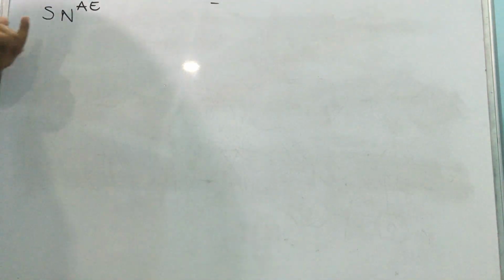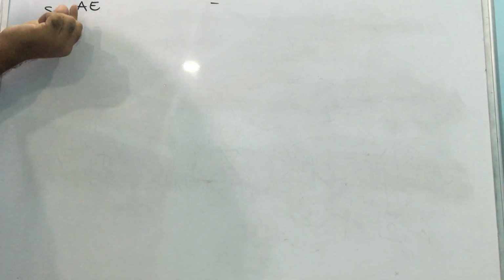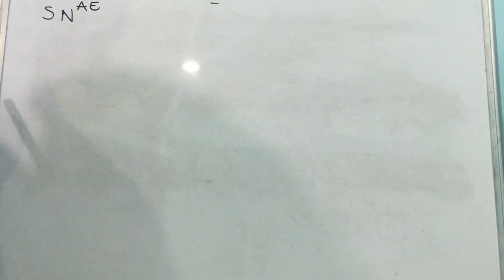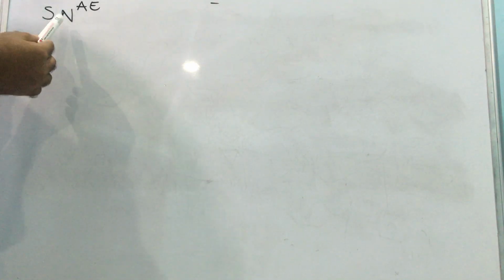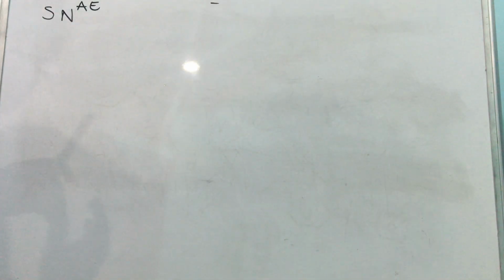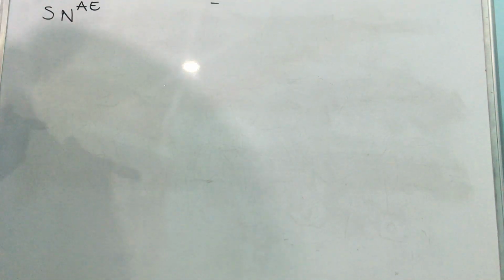SNAE reaction. Nucleophilic substitution. In that, first addition, next elimination. This SN is nothing but substitution nucleophile. If you reverse it, we can also study nucleophilic substitution. In this nucleophilic substitution, first we have to add, next elimination. That is called AE, addition elimination reaction.